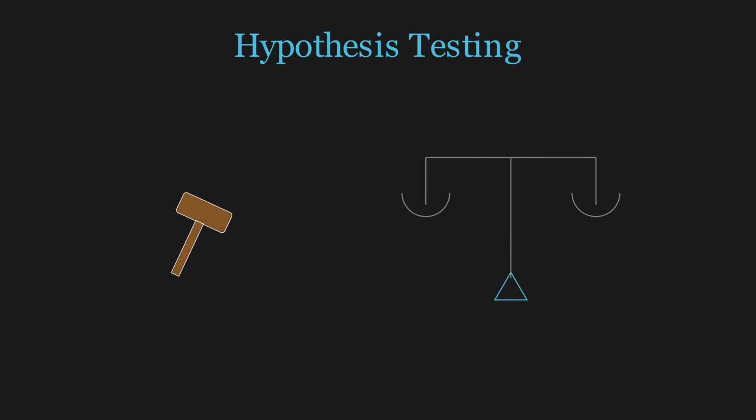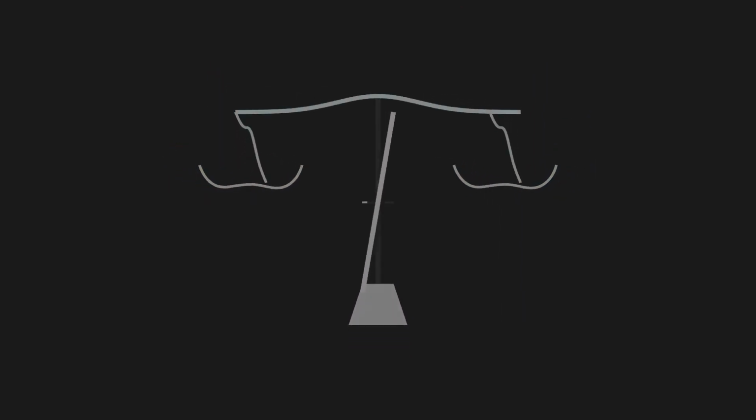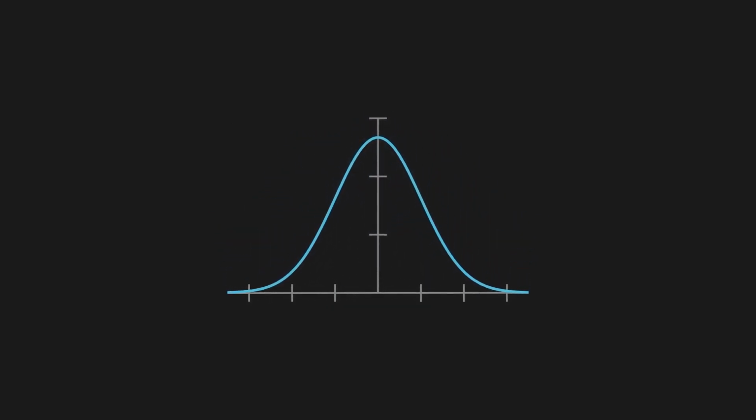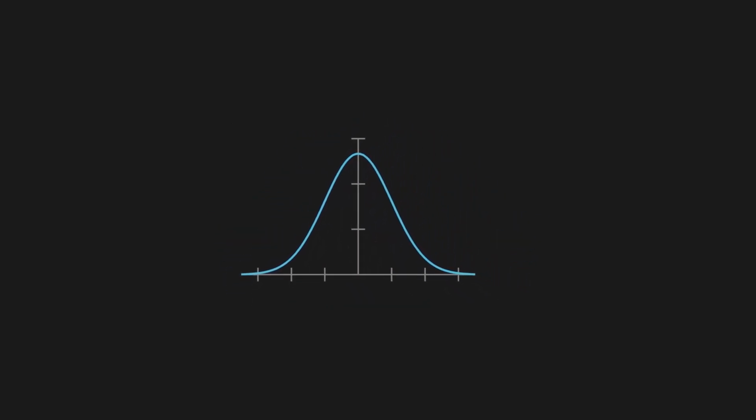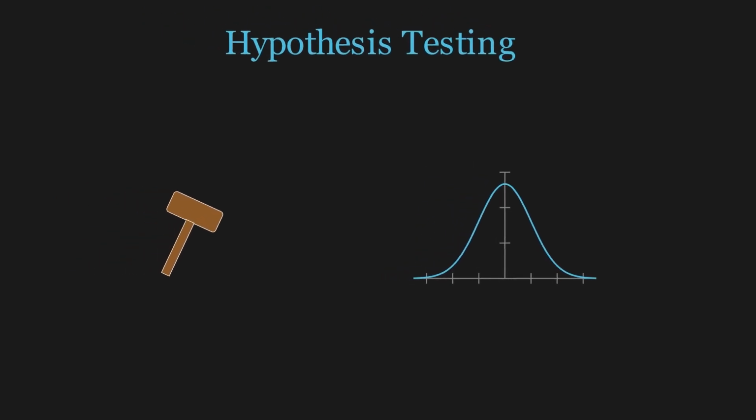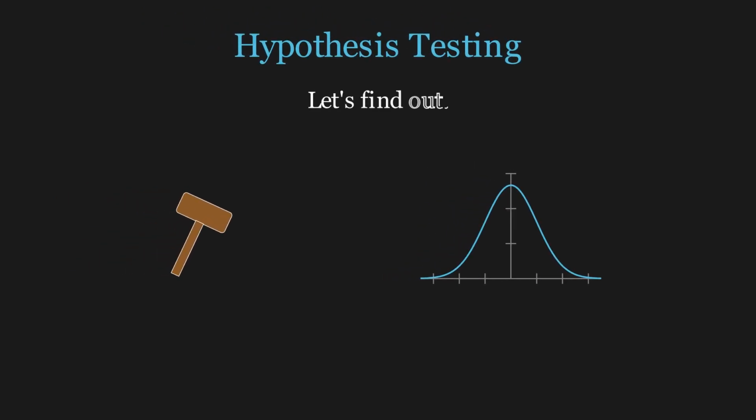Imagine you're on a jury. The defendant is assumed innocent until the evidence is overwhelming enough to say otherwise. You don't walk in assuming guilt. You walk in assuming innocence and only change your mind if the proof is strong. That courtroom logic is basically what statisticians do every time they run a hypothesis test, and by the end of this video, you'll be able to run one yourself. Let's set up the case.